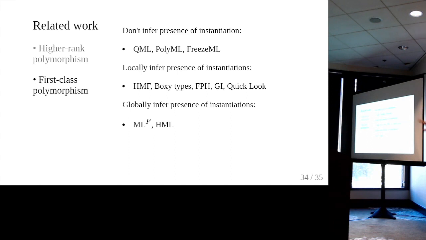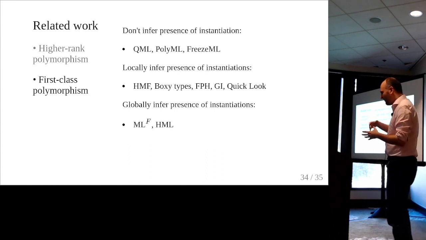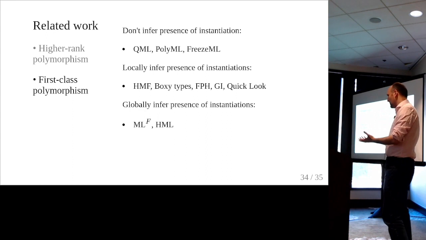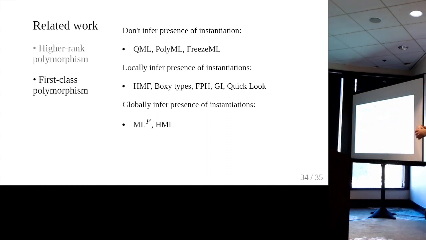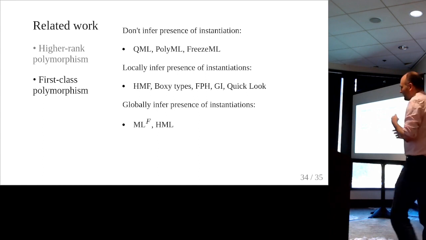Then the last group are the ones where you globally infer the presence of instantiation. So that's MLF and then HML, which is just a slight restriction on MLF. And they have the most terms work. And it's very clear where you need annotations. But in order to do global inference of whether things are instantiated, you need to extend the type language to be able to represent things where you have not yet worked out whether there's an instantiation or not. So they end up with a bounded polymorphism on schemes, which is perhaps complicated for the user to look at.